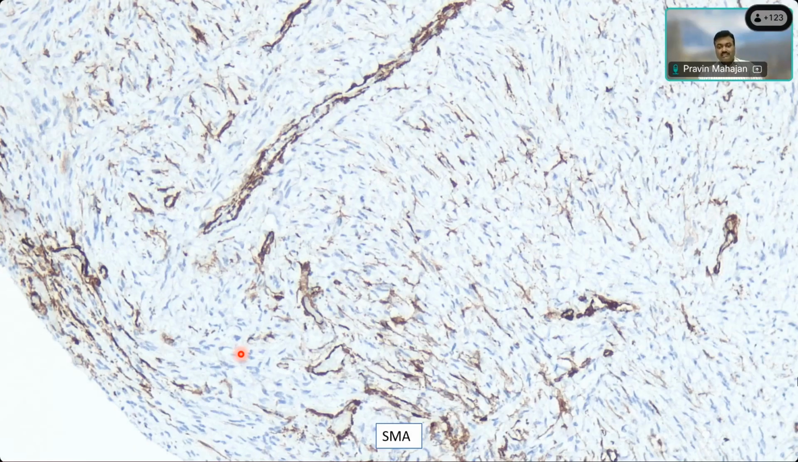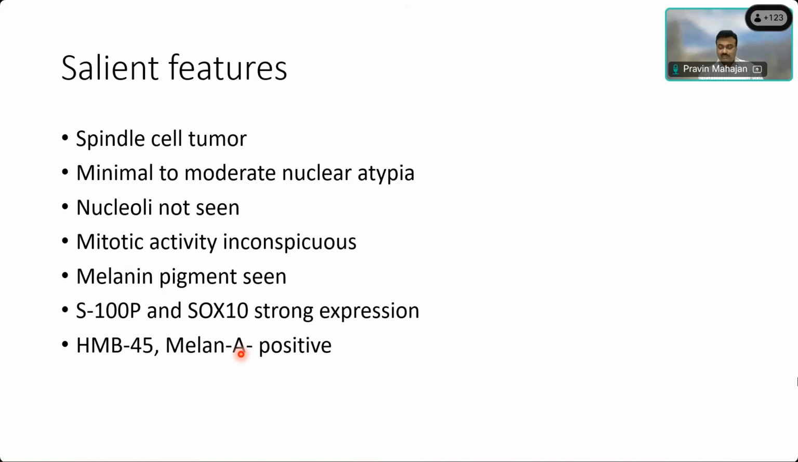In this case, I had done other markers, but I'm not showing the pictures here. SMA, desmin, CD34 all were negative, S100 was positive as I mentioned. And in a focal area, there was this melanin-like pigment also, which gave me a clue that I am not dealing with just some spindle cell lesion which is not melanocytic, but probably melanocytic, or maybe a melanoma, because it has recurred within a short period of time.